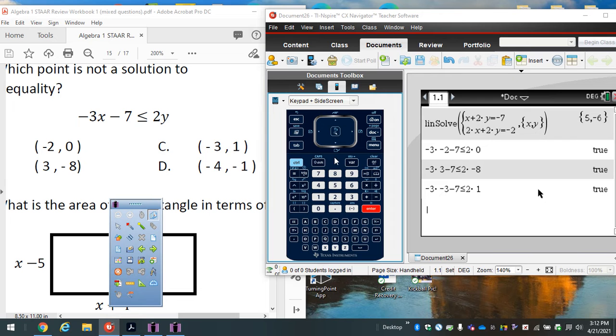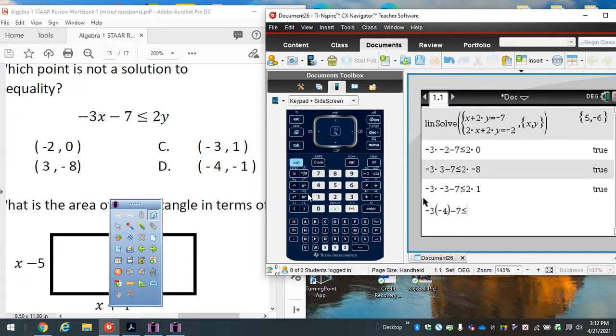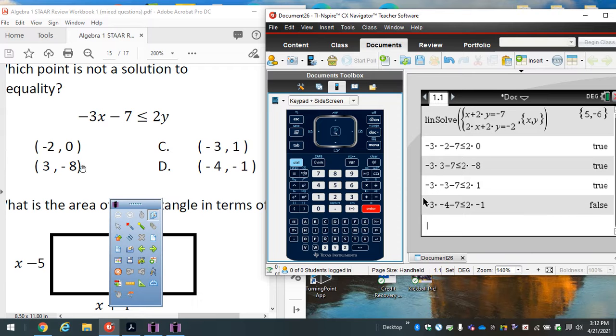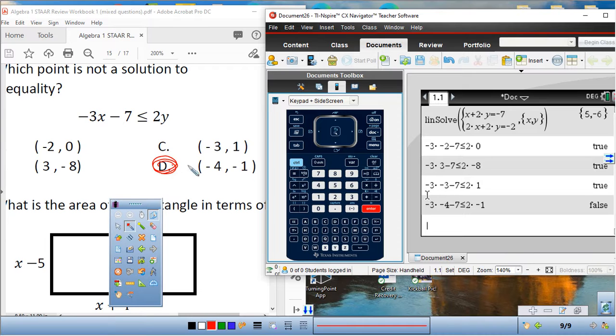Oh, this one right here, let's check that one out. -3, parentheses, -4. We're going to go with -7, control that sign right there. 2 times, parentheses, 2 times 1, -1. My bad, I got daydreaming there. False. Okay, so they want the one that's not a solution. So boom.